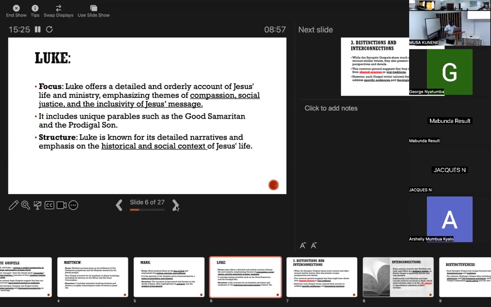Now, looking at the structure of Luke again, you will find there's also detailed narratives there, and emphasis on the historical and the social context of Jesus' life. Okay, let me stop here in case there is a question, so that we can take that and discuss it.